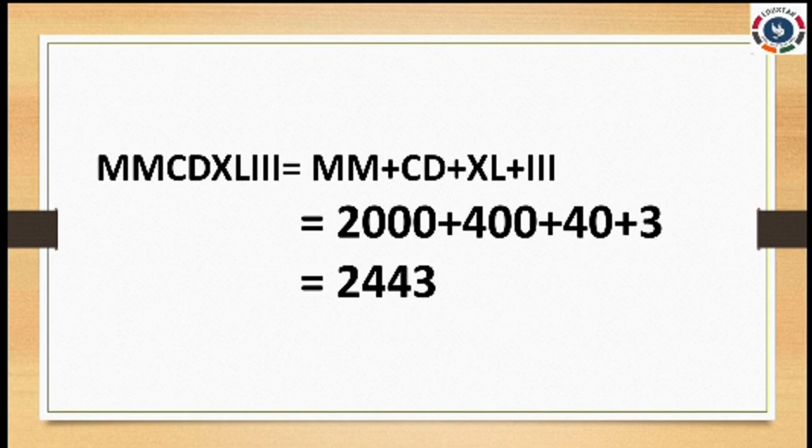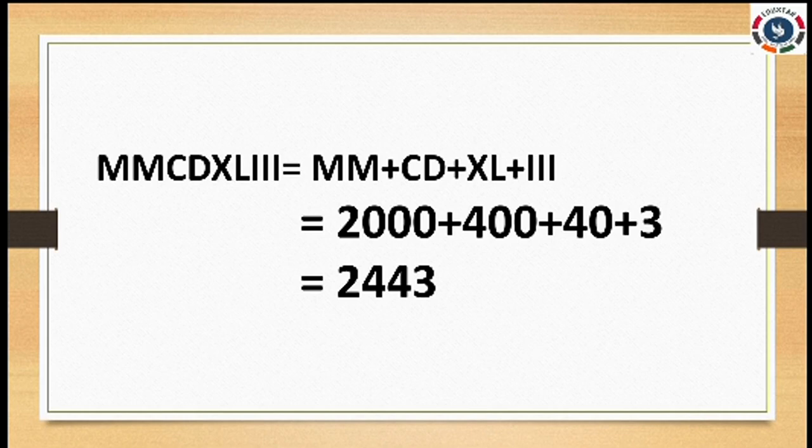So smaller value first, bigger value second, isn't it? So write together CD separately, then plus XL. XL both is coming in 2-digit number. So I am writing separately 2-digit number, and I that is 1-digit number. So I am writing separately plus I. Now M plus CD plus XL plus I.